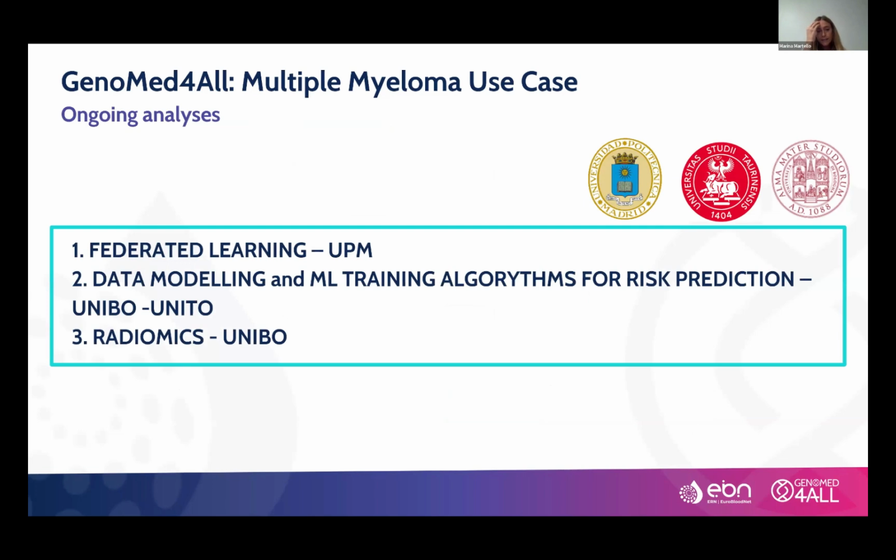The ongoing analyses in the context of the multiple myeloma use case are mainly three at this moment. Regarding federated learning, the University Polytechnica of Madrid has released some data. Then the data modeling and the machine learning training algorithm for risk prediction, and we illustrated some data from the University of Turin. And also the last part regarding the radiomics, mainly performed by the University of Bologna.